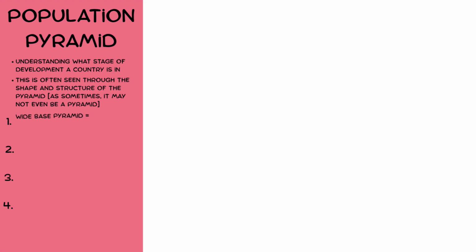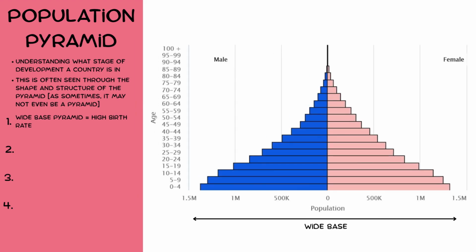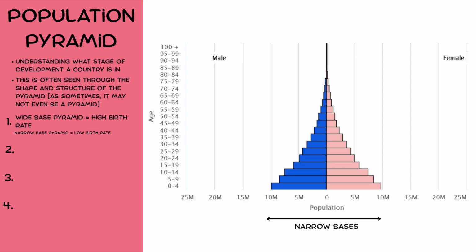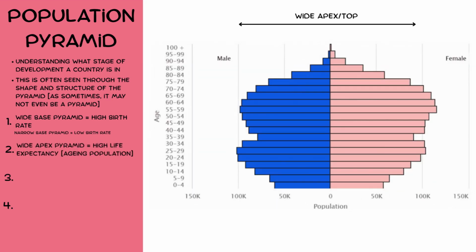1. Pyramids that have a wider base often show that the country has a high birth rate, as there are a larger population of children. The opposite is true for narrower bases. 2. Pyramids that have a wider apex often show that a country has what is known as an aging population, where elderly people live longer and have higher life expectancy.